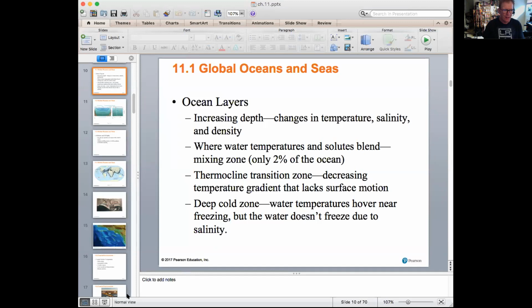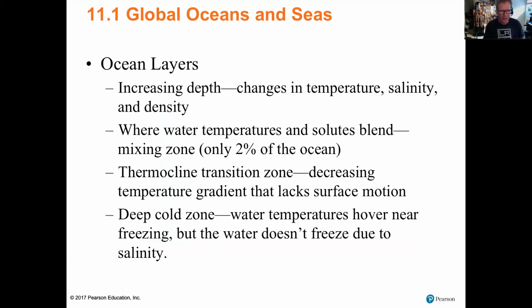Okay, so let's look at the various ocean layers. Now, one thing important to remember here is that the deeper you go, the colder you get. That's because sunlight only travels down about maybe 200 feet. So once you get beyond that, we're not getting any light to warm up the water. So the temperature starts to drop, and the salinity will also change and the density will also change.